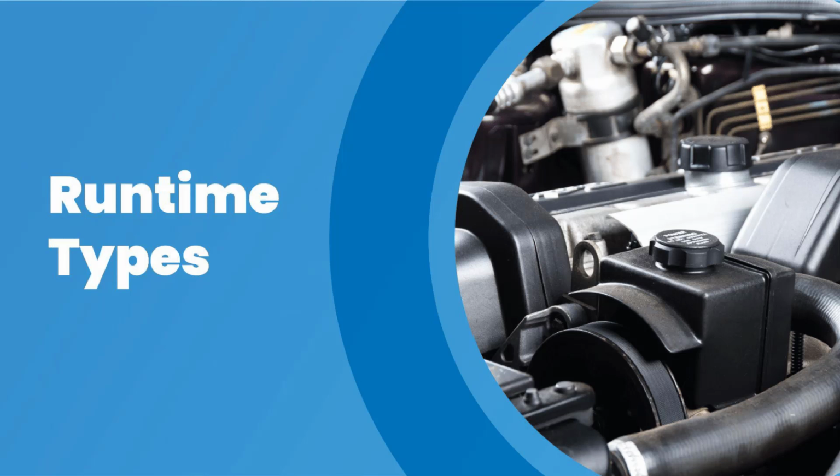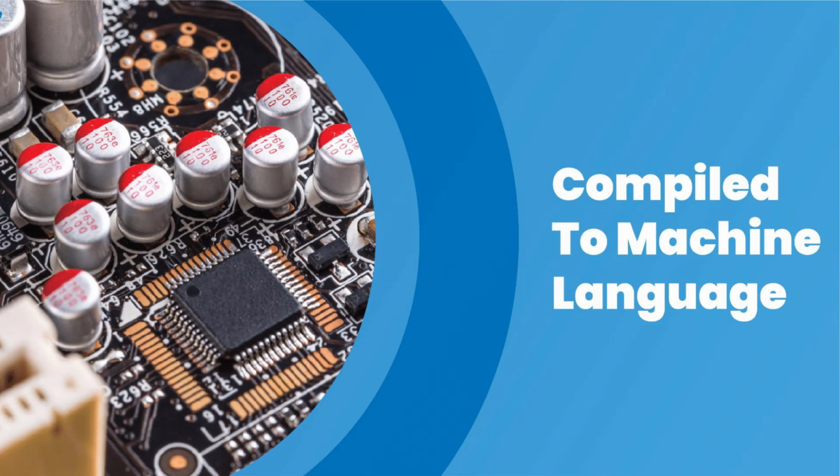Runtime types. There are three major runtime types for programming languages. The first one is compiled to machine language, the second one is compiled to a virtual machine language, and then the last one is an interpreted language. We'll go over each one separately and explain what they actually are and what are the pros and cons of each language. Compiled to machine language.